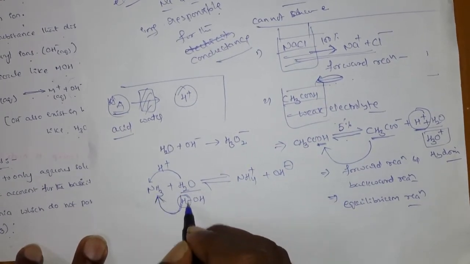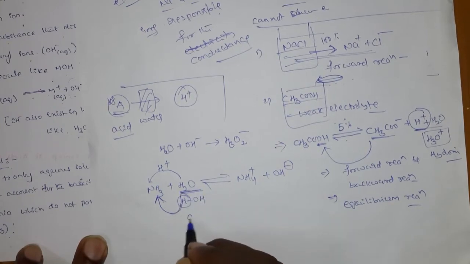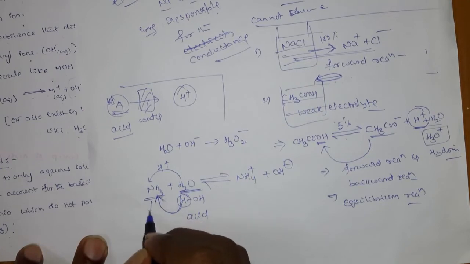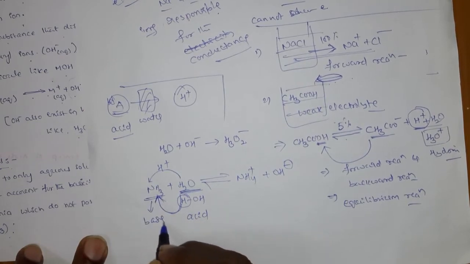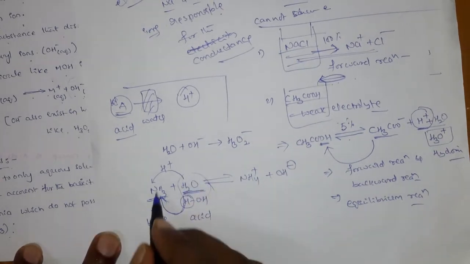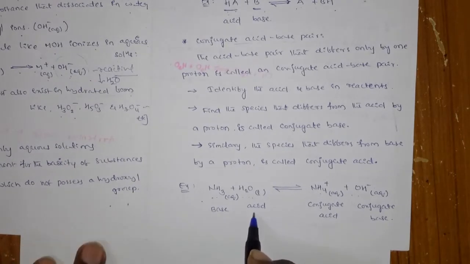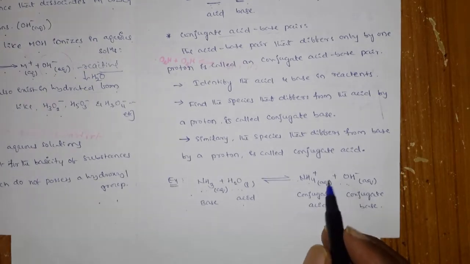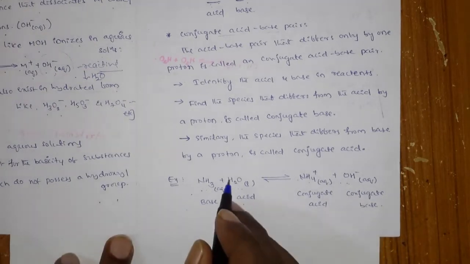And which is donating? H2O is donating, so you call it an acid. And which one is accepting? The ammonia is accepting, so you call it a base. So right here H2O is the acid and ammonia is a base. And what about these two? For these also he gave a name, that is conjugate acid and conjugate base.